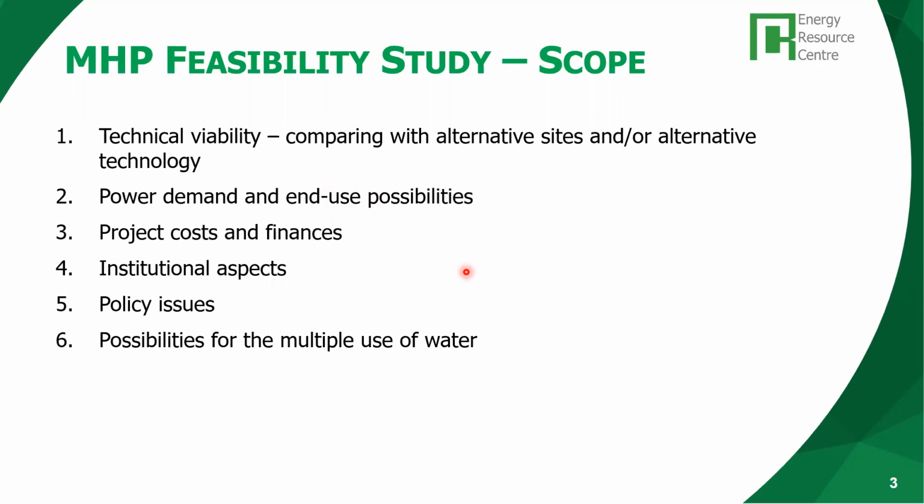Then the feasibility study, of course, has to also look at the power demand and end use possibilities. You have a mini hydro project of, let's say, 800, 900 kilowatt or 1 megawatt size. Now, what is the power demand? Is it going to be connected to the national grid? You could have grid connected mini hydro projects also. It could be an isolated system or a small mini grid. So we have to first assess the demand and what are the end use possibilities.